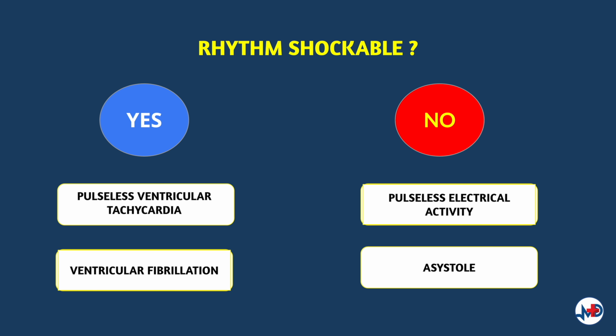Non-shockable rhythms are pulseless electrical activity and asystole. Pulseless electrical activity is also known as electromechanical dissociation. Asystole happens when there is no rhythm at all to the heart.